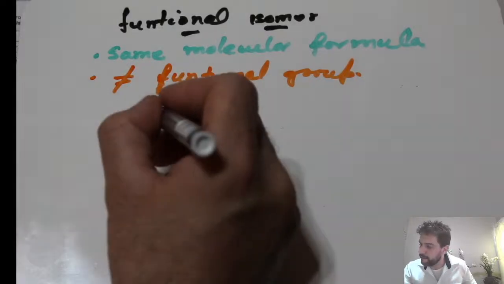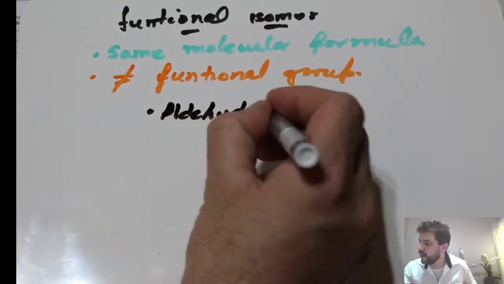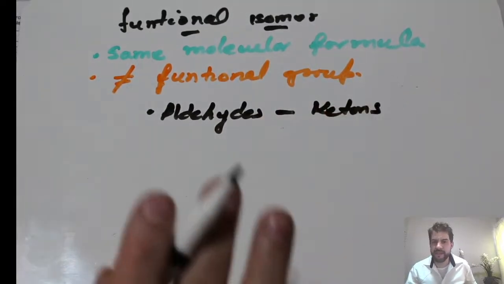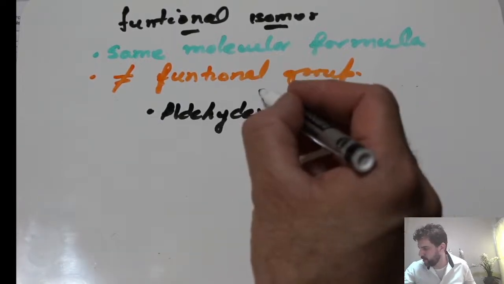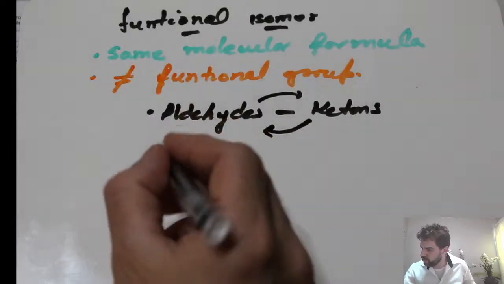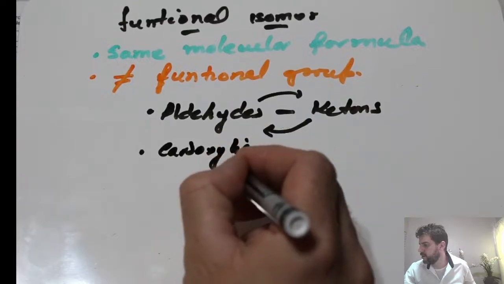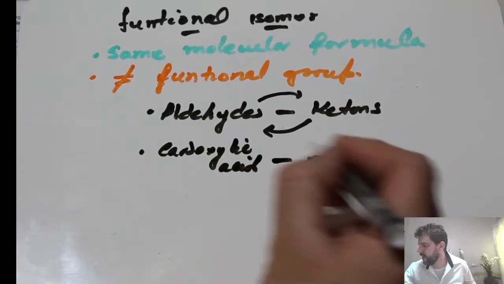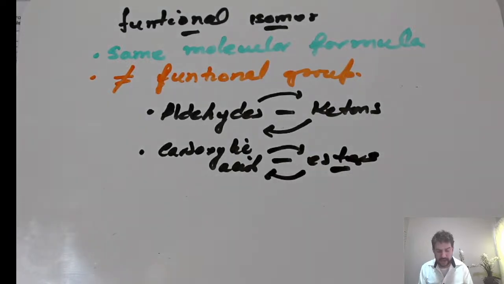And guys, you have only 2 combinations. The combinations are aldehydes and ketones. It means aldehydes can be functional isomers of ketones, or the other way around. Those are functional isomers of each other. All right. And the other option that we have is carboxylic acid and esters. Same story. Carboxylic acids could be functional isomers of esters or the other way around.